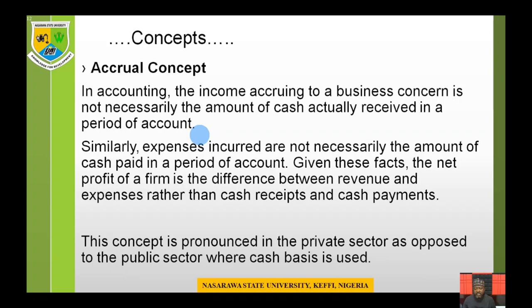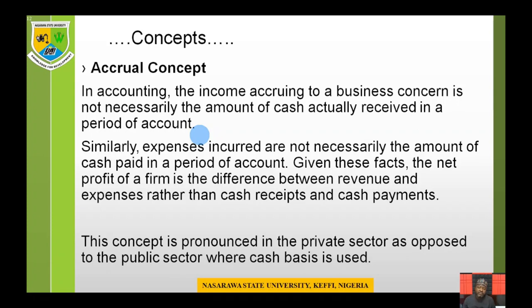Now let us differentiate these two. Let me give a simple example. You have instances where you have landlords that will tell you, if you are to stay in my house or you are to use a particular warehouse, you are going to pay for 2 years rent.